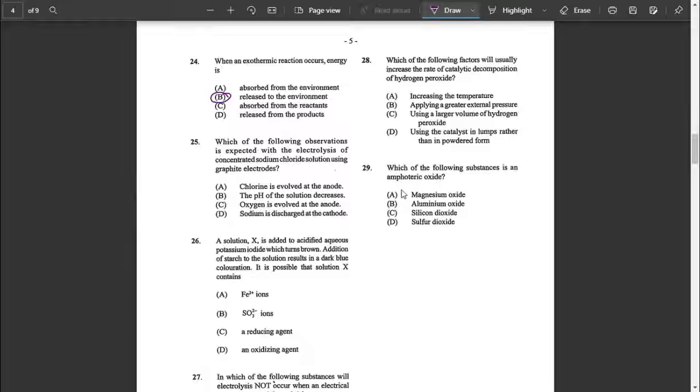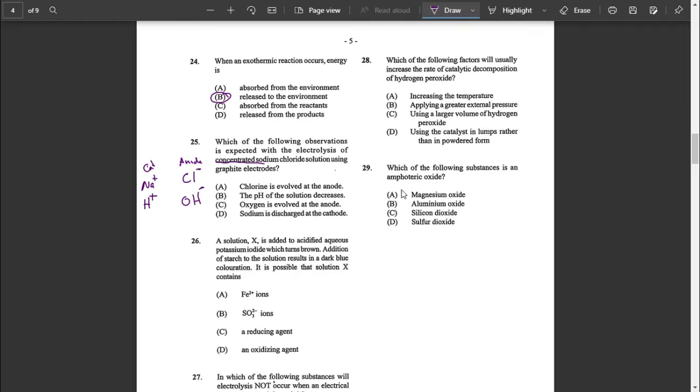25. Which of the following observations is expected with the electrolysis of concentrated sodium chloride solution using graphite electrodes? So it's concentrated sodium chloride, and at the cathode we expect to see the sodium ion and the hydrogen ion H+, and at the anode we expect to see the chloride ion and the hydroxide ion. Now, let's deal with the anode first. At the anode, which one will be preferentially discharged?